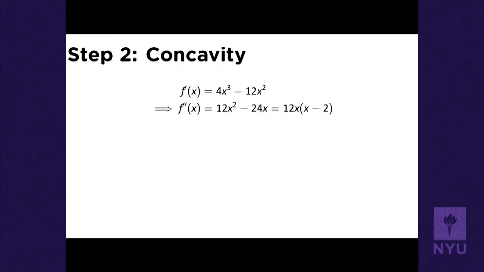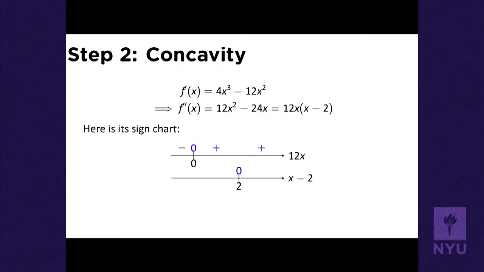First derivative is 4x cubed minus 12x squared. The second derivative is the derivative of that, 12x squared minus 24x, which factors as 12x times (x minus 2). So I'm going to make a sign chart, one for 12x. And that's negative when x is negative, positive when x is positive, 0 when x is 0. Make another sign chart for x minus 2. That will be negative when x is less than 2, 0 when x is equal to 2, and positive when x is greater than 2.